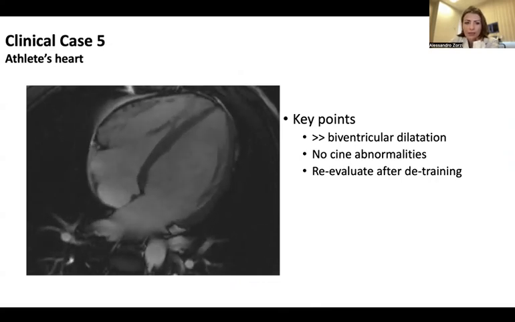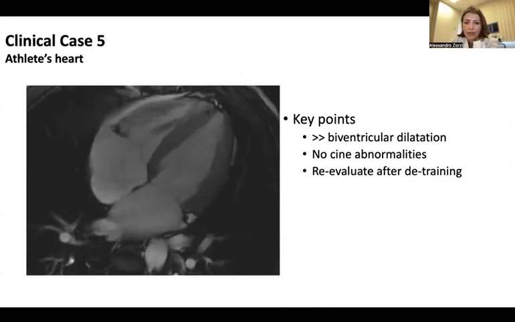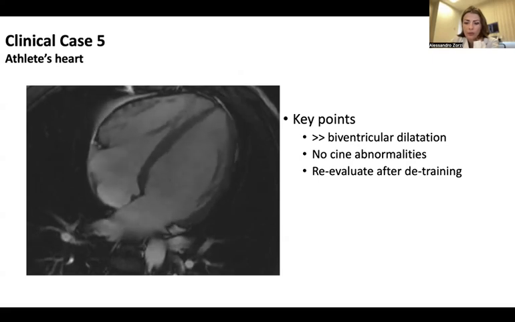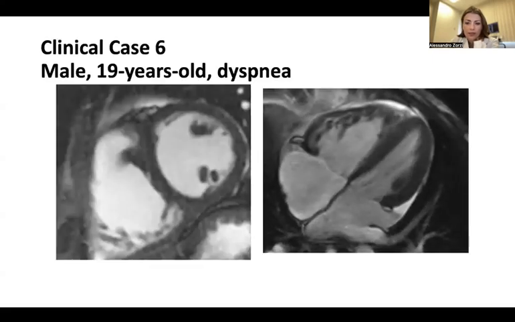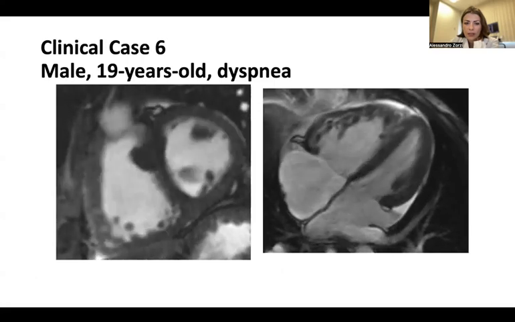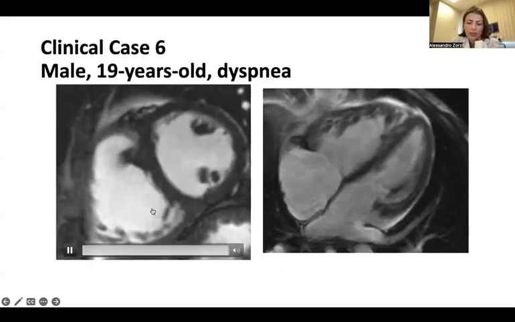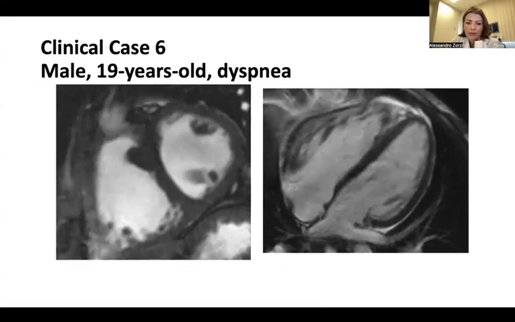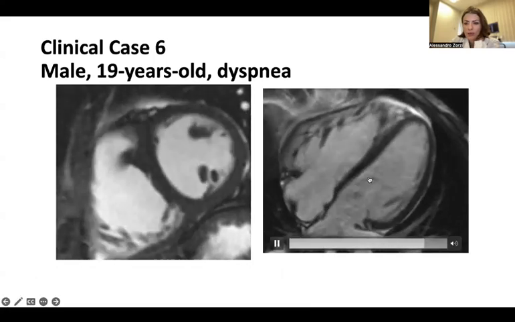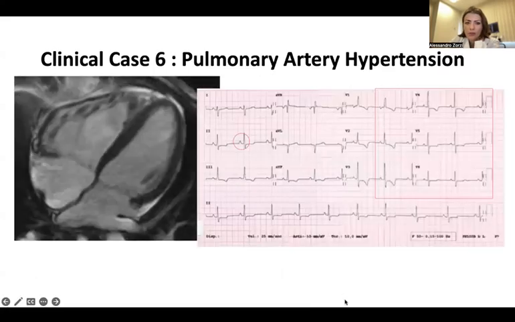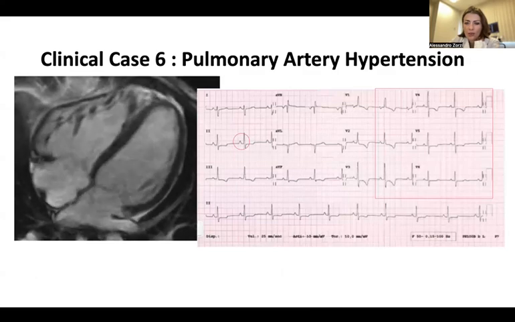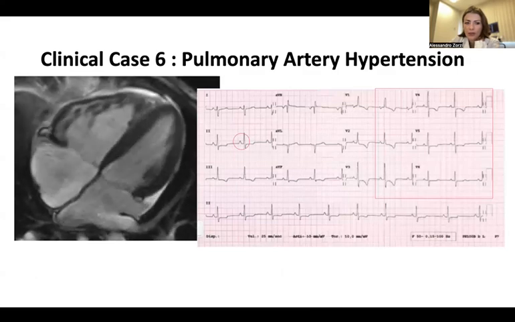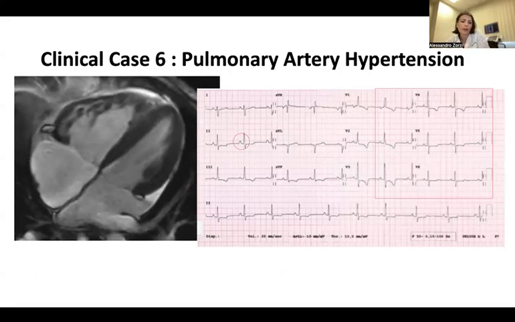So key points are biventricular dilatation with balanced ventricles, left and right, no cine abnormalities, and if still in doubt, you should reevaluate after the training. This is a sixth case, really important, and you can see cine is really helpful in this case. So there is a systolic D shape of the interventricular septum, and the right ventricle is dilated, such as pulmonary hypertension, and the ECG as well is really typical of pulmonary hypertension with the right ventricular overload. So this was not ARVC as well.